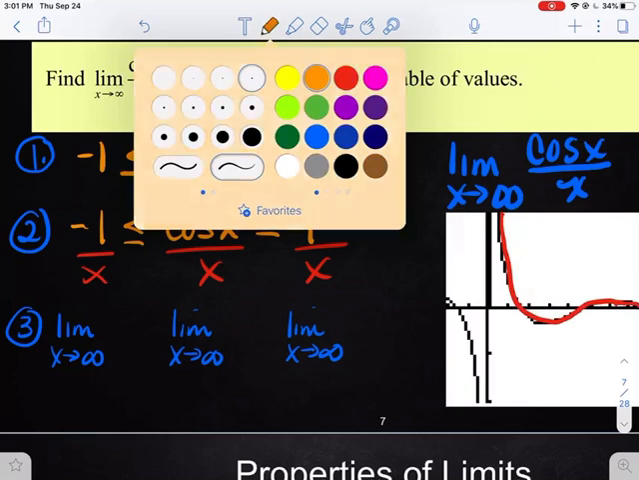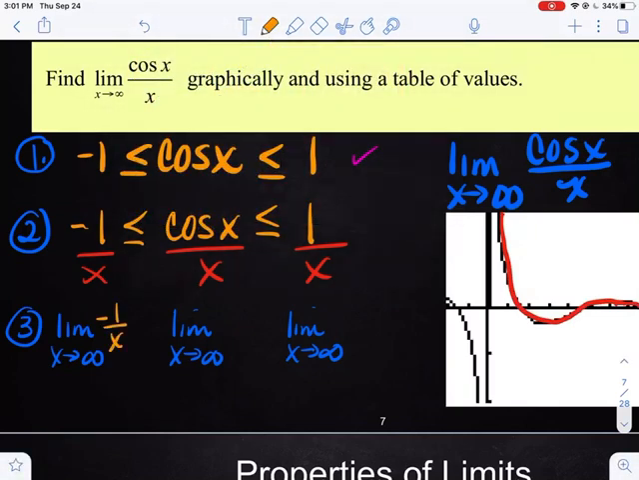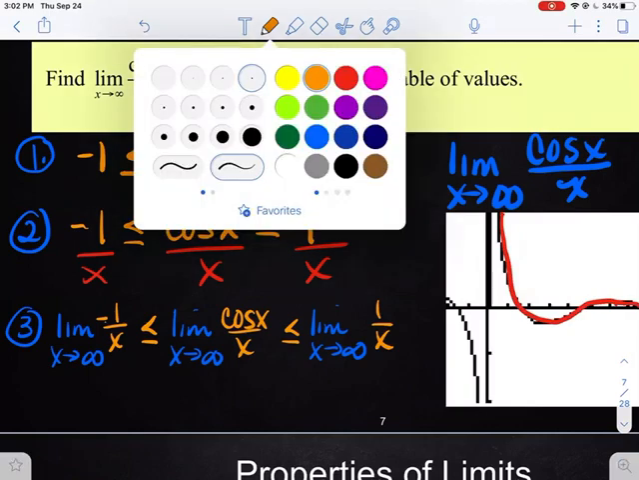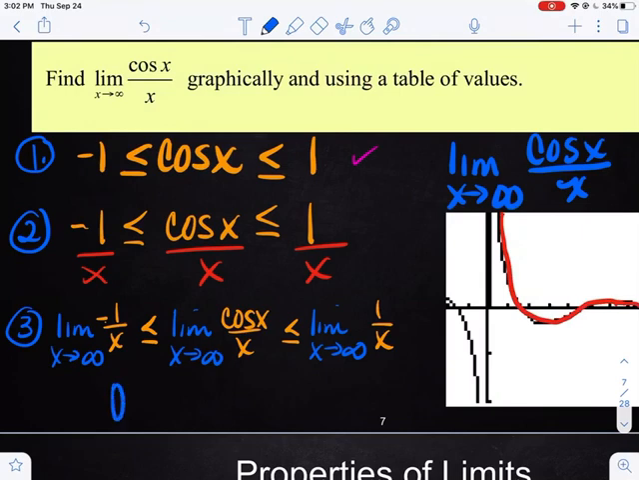So I have negative 1 over x is less than or equal to cosine x over x, which is less than or equal to 1 over x. Now I know that the limit as x approaches infinity of negative 1 over x is going to be 0. Negative 1 over infinity is just 0. So that's going to be 0 is less than or equal to the limit as x approaches infinity of cosine x over x.